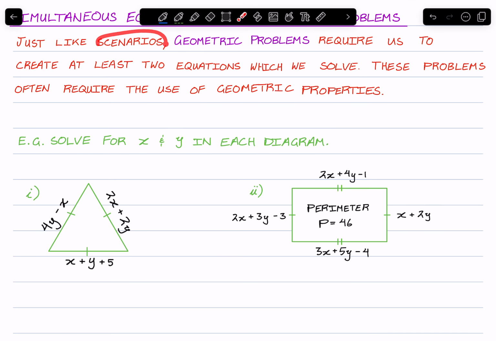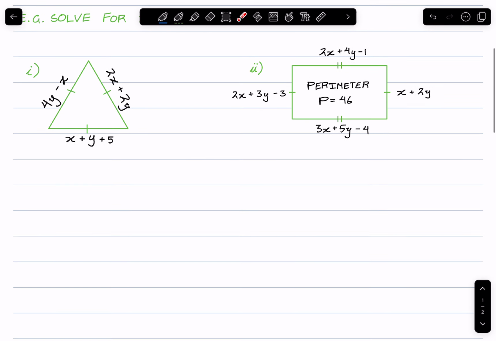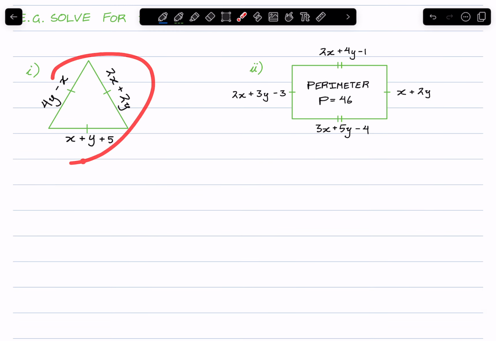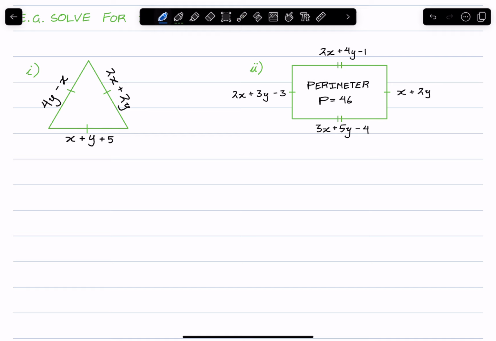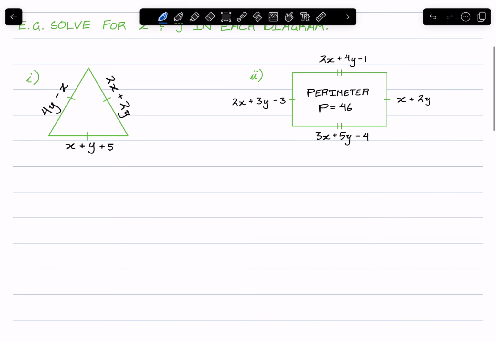Just like worded problems, this requires us to make two equations which we solve simultaneously. But in these problems, we have an added element of using geometric properties to solve this. So here we go. I've got two scenarios: one with an equilateral triangle and another with a rectangle where the perimeter is also given. You can pause at any time and give this a go. So let's get to it.